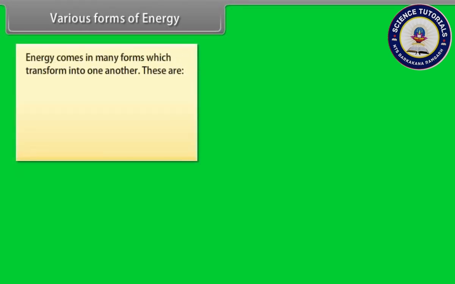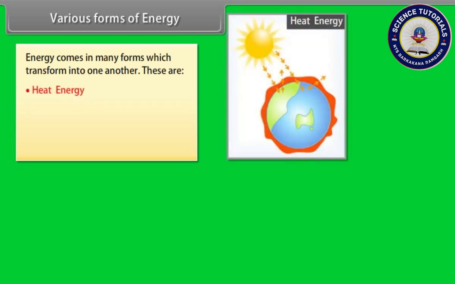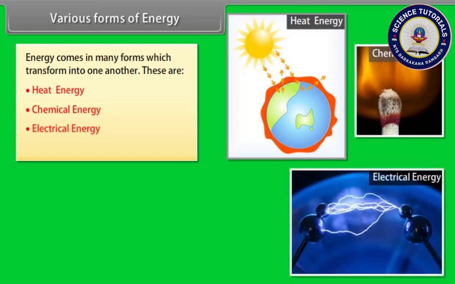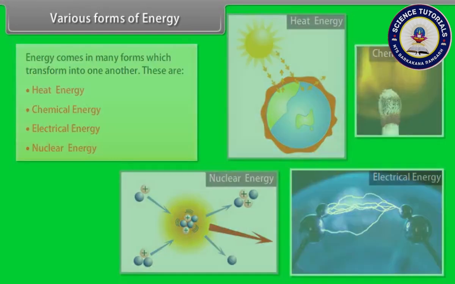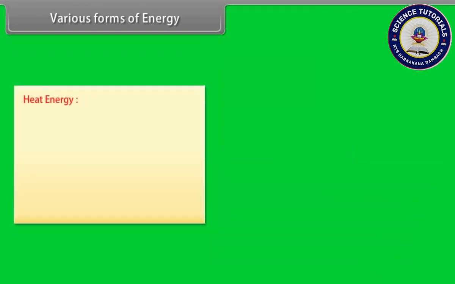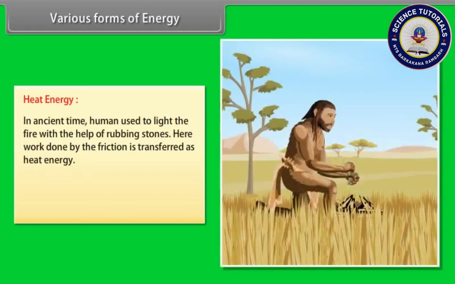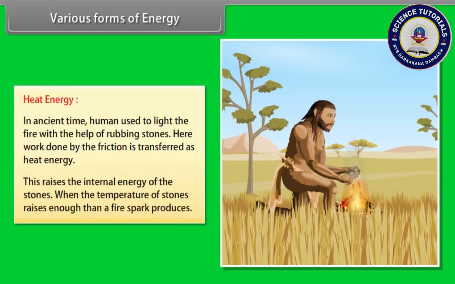Various forms of energy. Energy comes in many forms, which transform into one another. These are heat energy, chemical energy, electrical energy, nuclear energy. Heat energy. Let us take an example for better understanding. In ancient times, humans used to light a fire with the help of rubbing stones. Here, work done by the friction is transferred as heat energy. This raises the internal energy of the stones. When the temperature of the stones rises enough, a fire spark is produced.